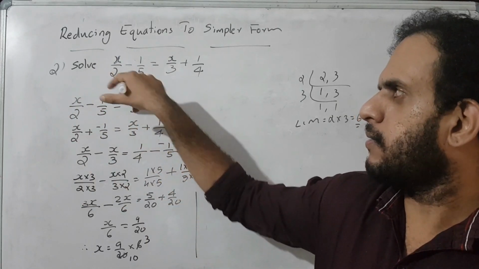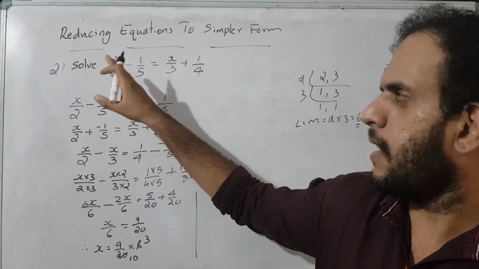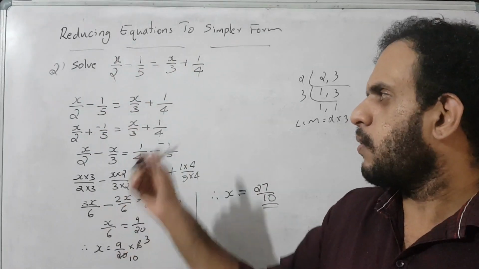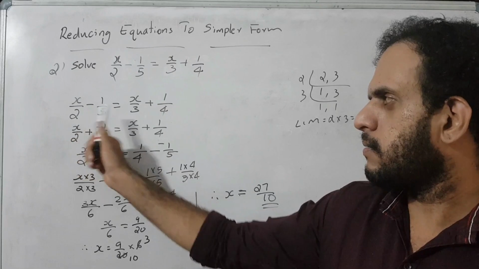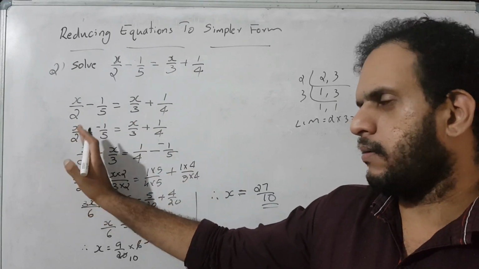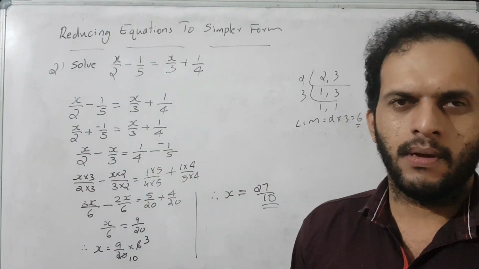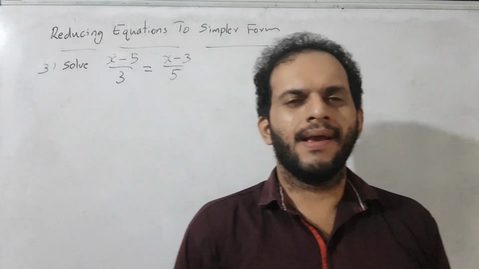Here the fractions are separate. If we divide the variable-containing term separately and the non-containing term separately, it's possible to take them together like this. It's possible to transpose the variables at a time to one side and the non-containing terms to the other side. Is it clear? Next we do the next question.